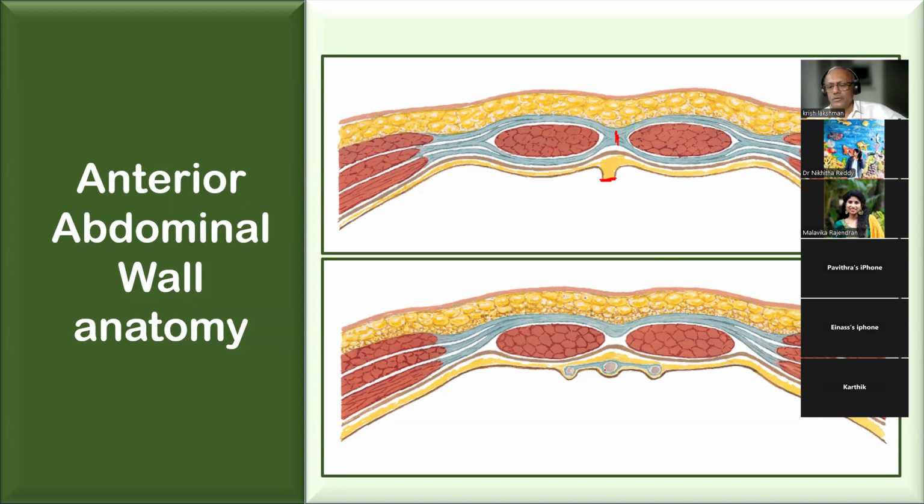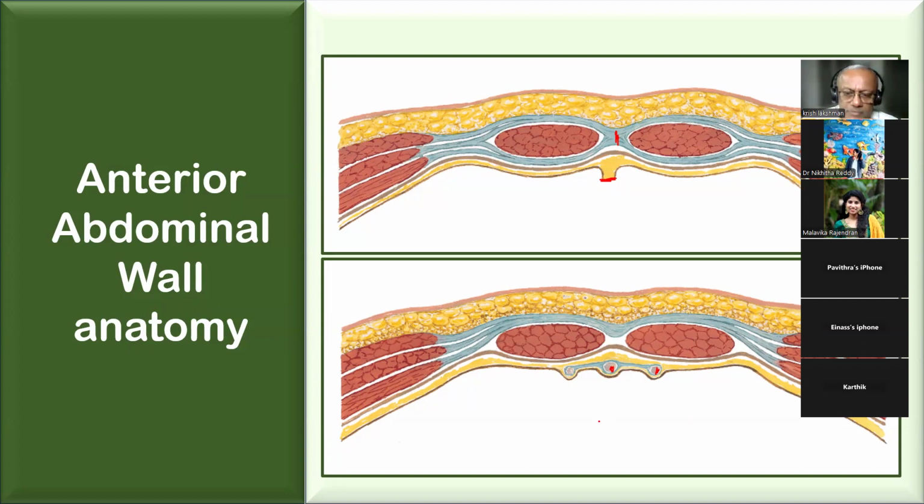Here, what do you think this is? This is in the epigastrium and this is in the hypogastrium. What is this structure? Urachus, correct. And what is this? It's a medial umbilical ligament, the obliterated umbilical artery.